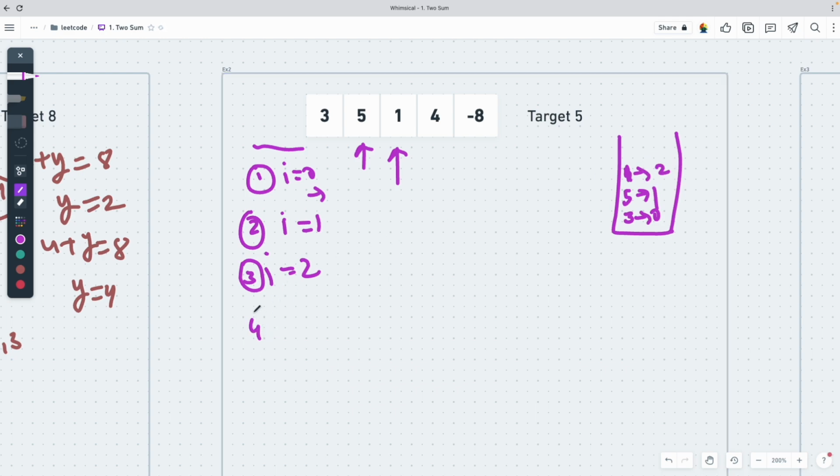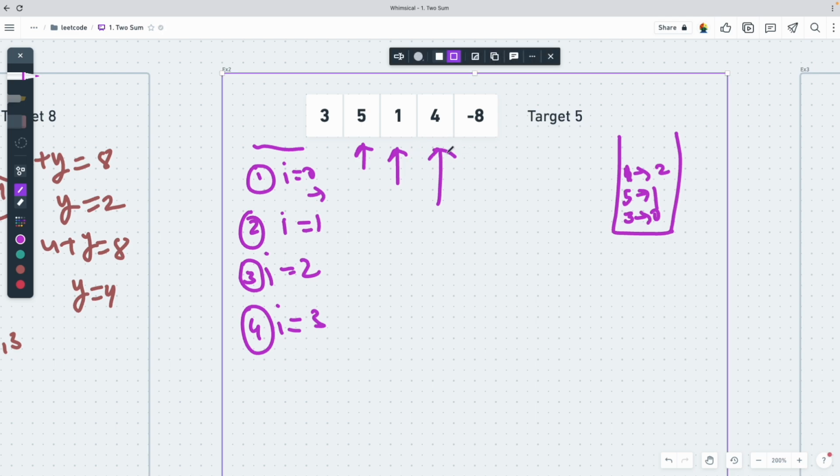Then in the fourth iteration, i is 3, which is here. Okay, so x is 4, target is 5, y should be 1. So in the hash map we will check if 1 exists. Yes, 1 exists. 1 is at index 2. So our answer is 2, 3.